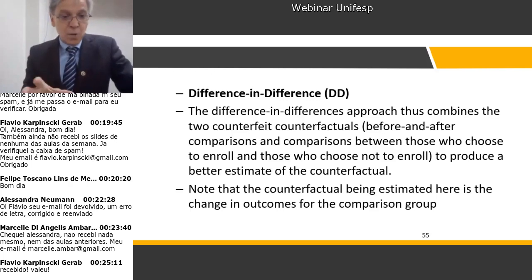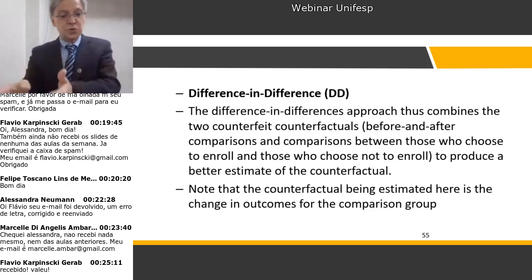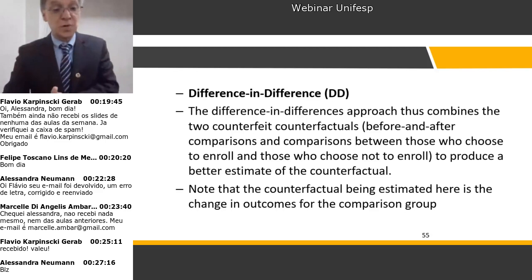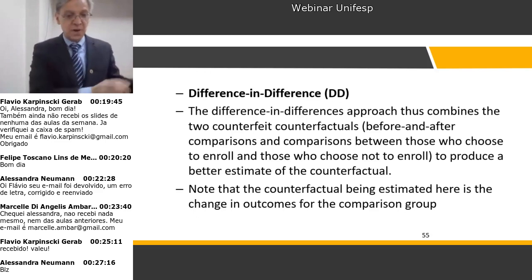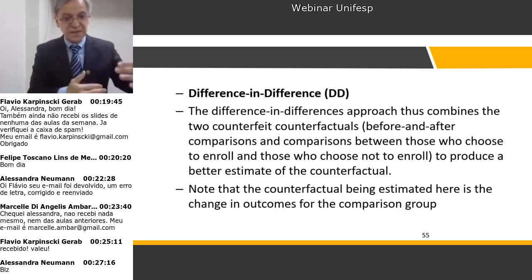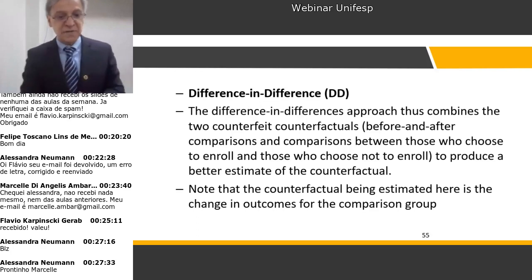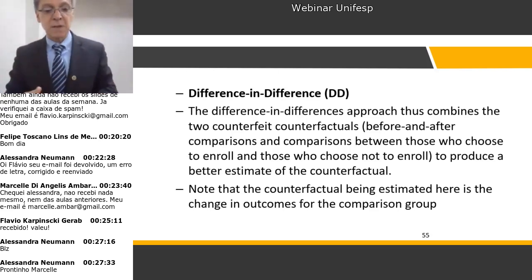So difference in difference combines two counterfactual before and after comparisons, in a comparison between those who choose to enroll and those who choose not to enroll. Meaning I did not randomize them. This came naturally. So I compare the treatment group before and after, and I compare the other group before and after, and I compare the difference between them overall and over time to produce a better estimate of the counterfactual. I did not explain to you the counterfactual, but it is the expected value of the same person experiencing two interventions at the same time, which is not possible.